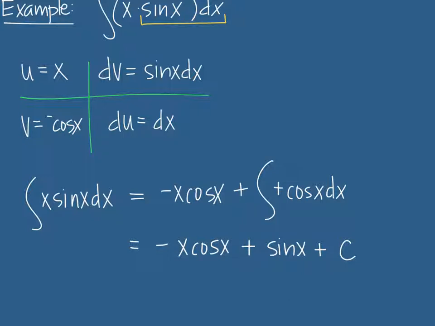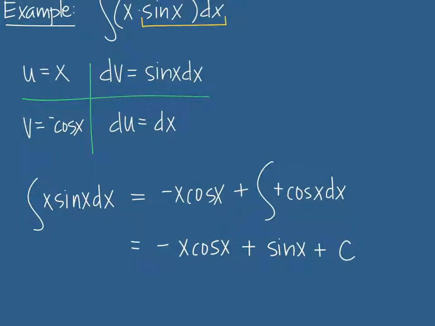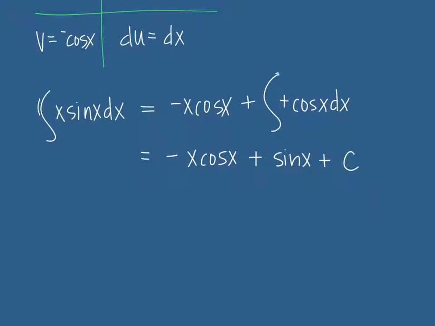So we ended up with a product whose antiderivative is a sum of two different terms with a plus c on the end, which you can always check by taking the derivative and making sure that you end up with what you started.